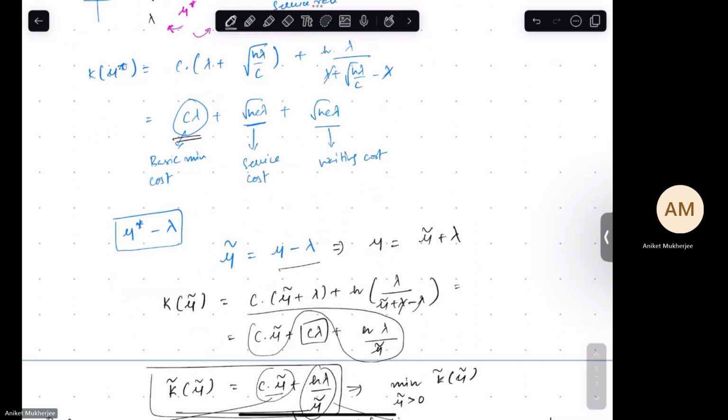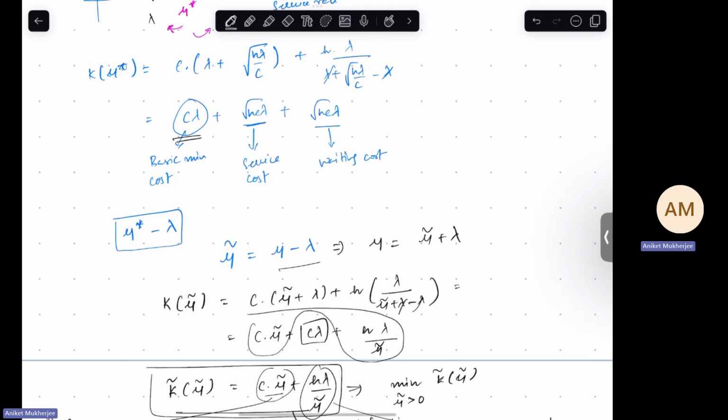Next, we substituted the optimal service rate back into the objective function and found the optimal cost, which was c lambda plus root hc lambda plus root hc lambda. Here root hc lambda and root hc lambda are the service cost and the waiting cost, and both are equal. We wanted to see how far mu star is from lambda.